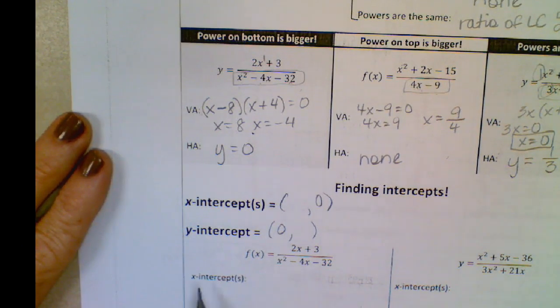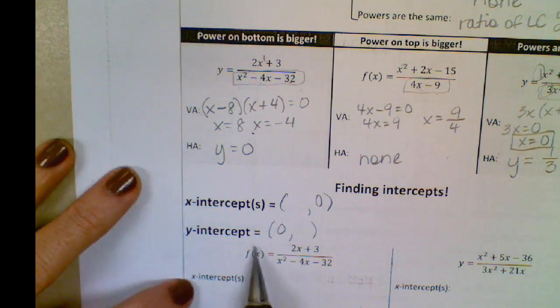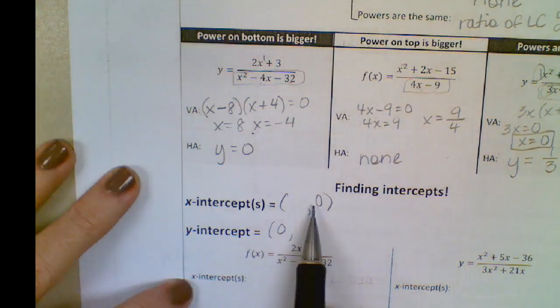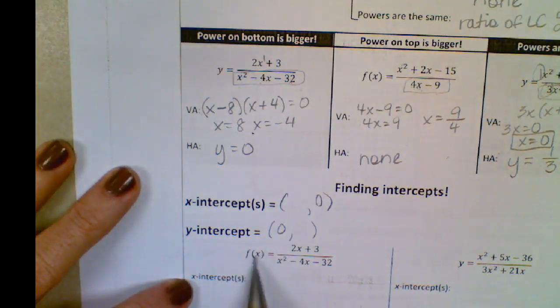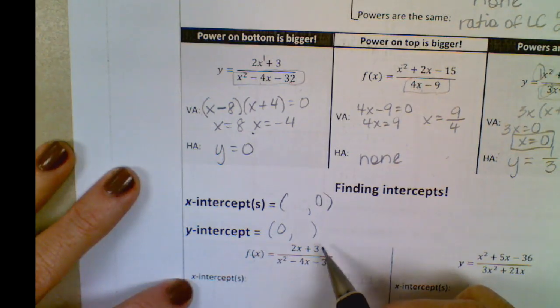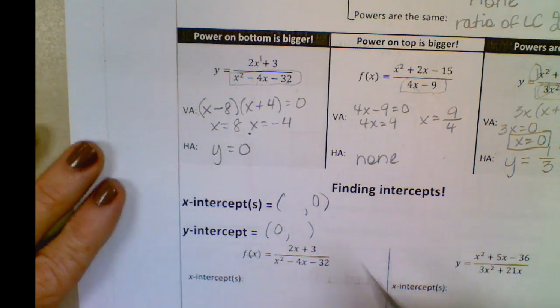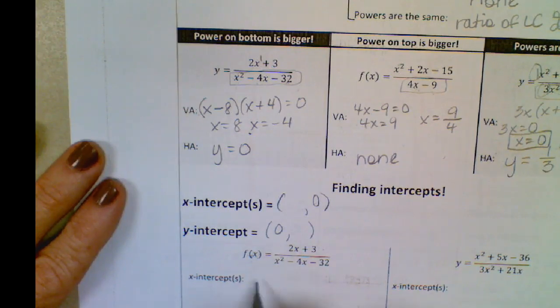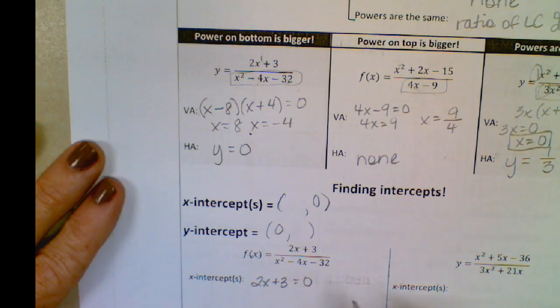Okay, so let's think about our x-intercepts. That means that this function is where our y value, or our output, is 0. So it's where this equals 0. If we can get our numerator to be 0, 0 divided by anything is 0. So really all I'm concerned about is that top, where the numerator equals 0.